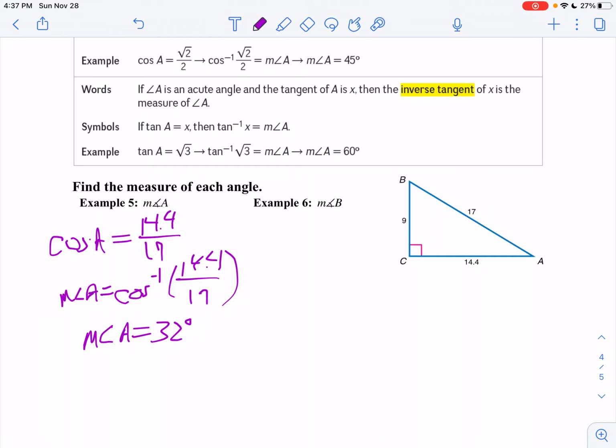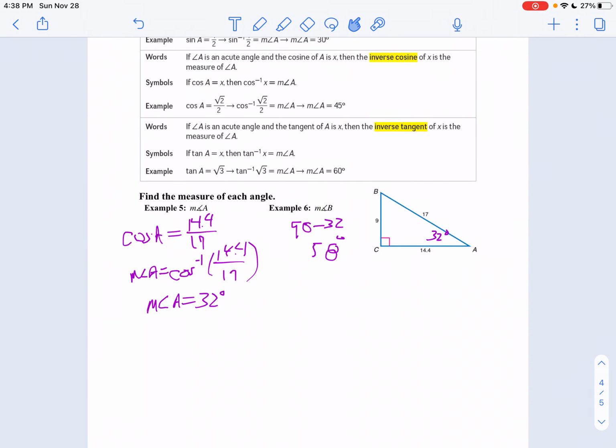And then the nice thing is, I know there's 180 degrees in a triangle. I know angle C is 90, so I know A and B are complementary. So to find the measure of angle B, I'm going to take 90 minus 32. So I get 58 degrees. I could have used any other trig function too. I could have said like the sine of angle B, and I would have said the inverse sine of 14.4 over 17. But if I know one angle, then I know all the angles in a right triangle.